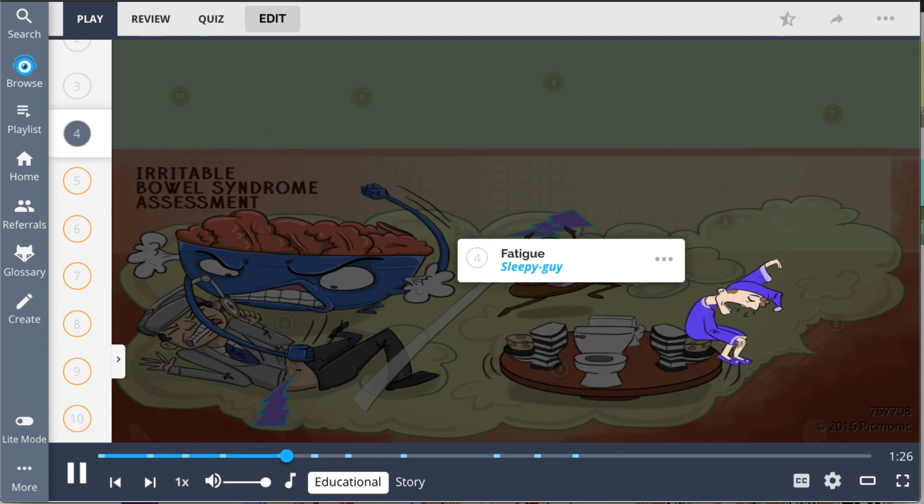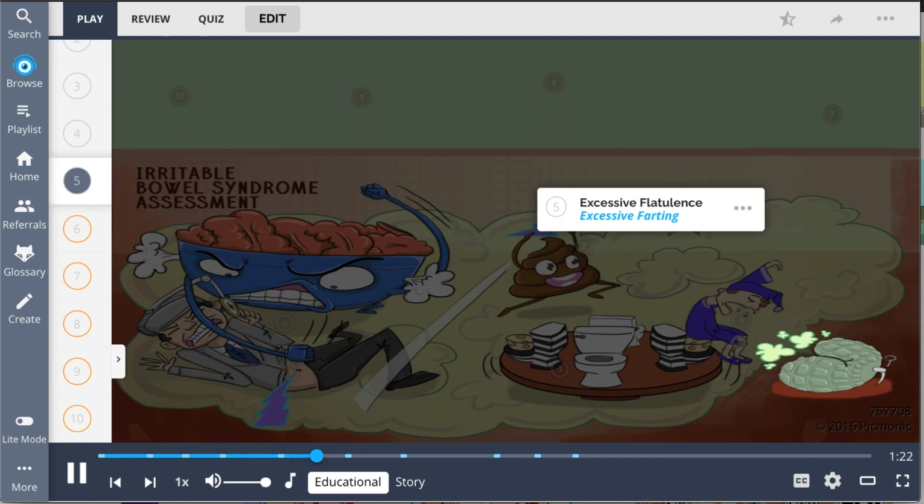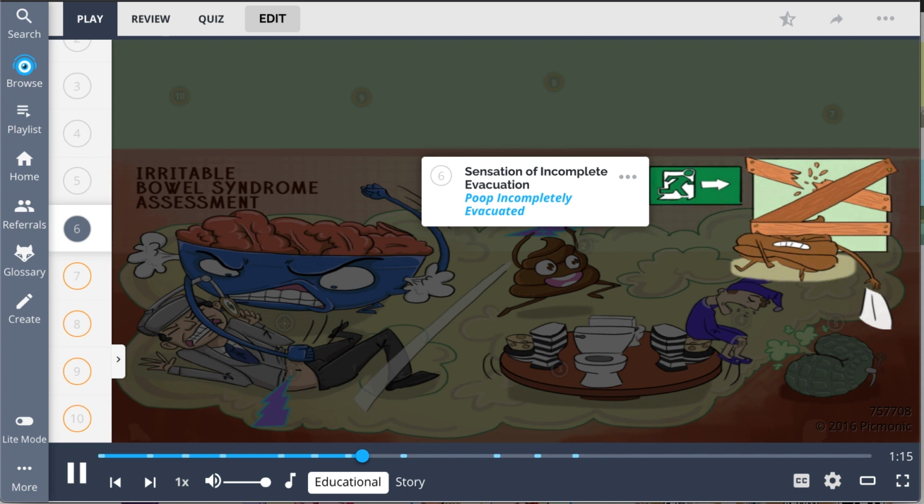The chronic changes in bowel patterns may cause fatigue, depicted by the sleepy guy, while excessive flatulence, shown by the excessive farting, is another common complaint. Patients with IBS may also experience a sensation of incomplete evacuation, shown by the poop being incompletely evacuated.